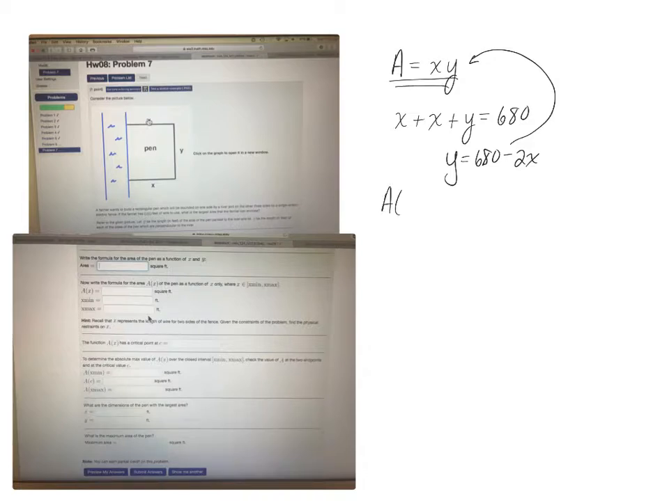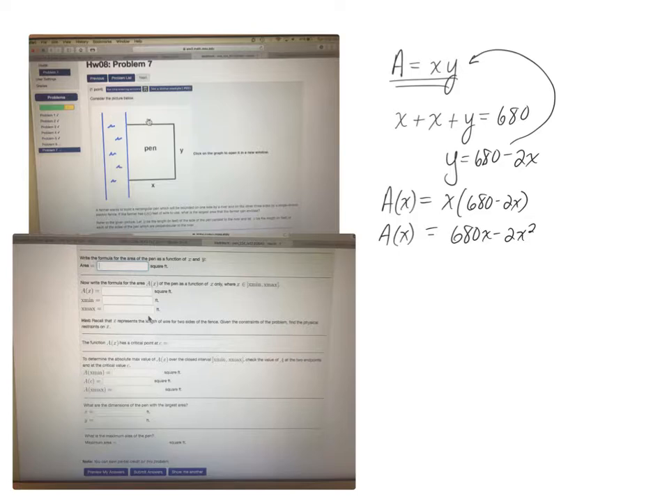So our area function in terms of x, just x, is x multiplied by y, which is 680 minus 2x. And if you want, we could go ahead and distribute that through and get 680x minus 2x squared. And what we're trying to do is get the biggest value of this function for any given value of x. So the first question they ask is about the domain, or basically what x could be.